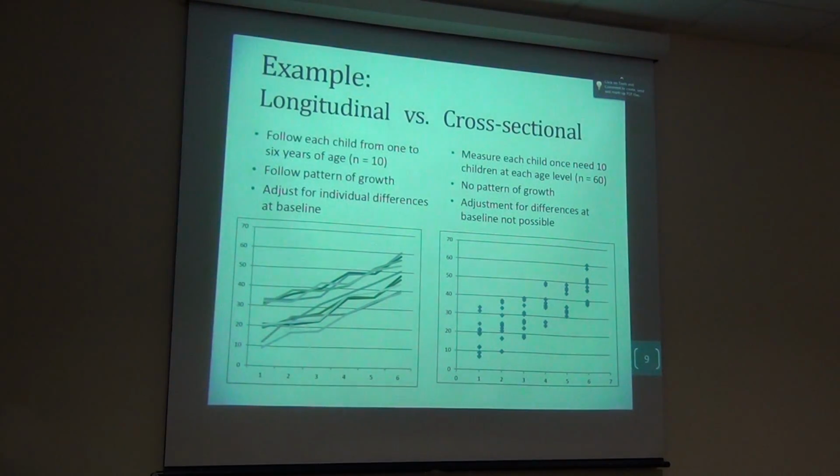Another thing that you can see here is that the growth pattern for each child can vary from one child to another. And so in the analysis, if you have longitudinal data, you can adjust for the internal variability between these children. In cross-sectional studies, you can't really adjust for that because you only have one measurement at each time point for a child.